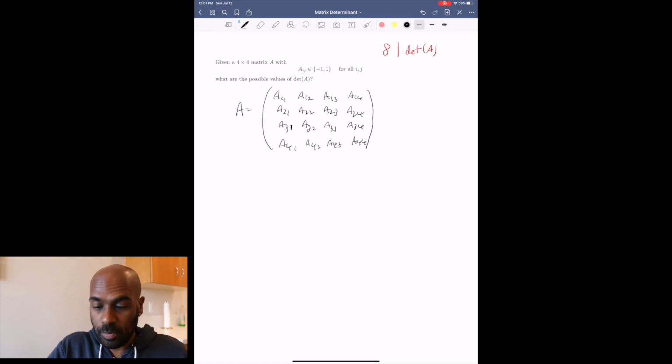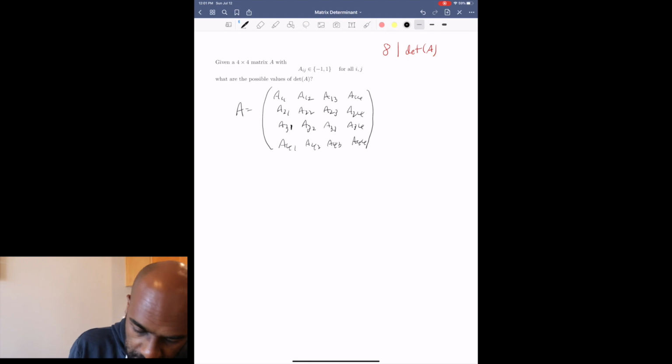Now that we know that the determinant of A is a multiple of 8, we know it's either 0, 8, 16, 24, or the negatives of those. What we'll do is play around with the actual matrix itself to see if we can bound the size of the determinant. So I'm going to let D be the determinant of A just for simplicity.